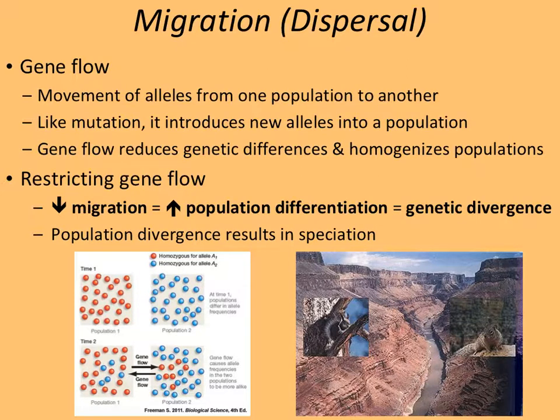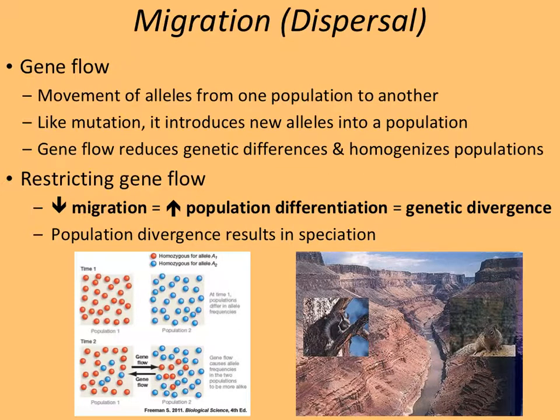You have population 1 and population 2, and now if they start dispersing back and forth, both of them start looking more and more like each other. They've got both alleles. So when there's gene flow from migration, populations that may be different start to look more and more similar in terms of allele frequencies.